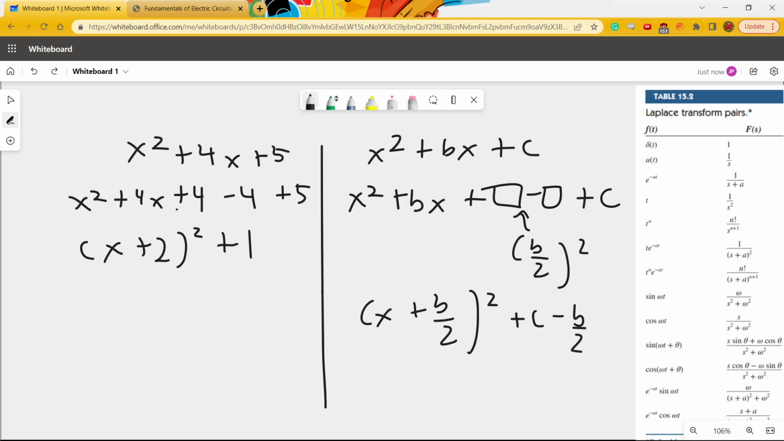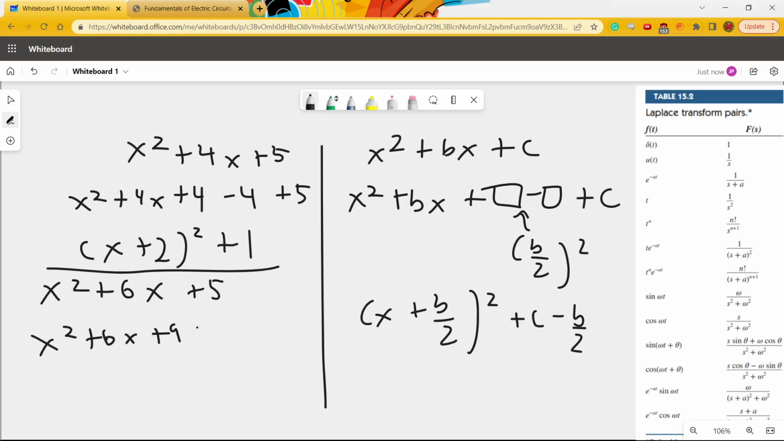squared plus 1. If you had x squared plus 6x plus 5, you would divide 6 by 2 to get 3 and add 9. So we have x squared plus 6x plus 9 minus 9 plus 5, which gives us (x plus 3) squared minus 4.